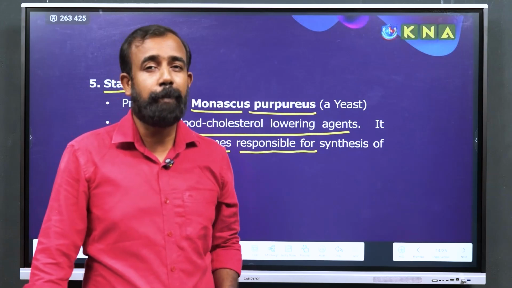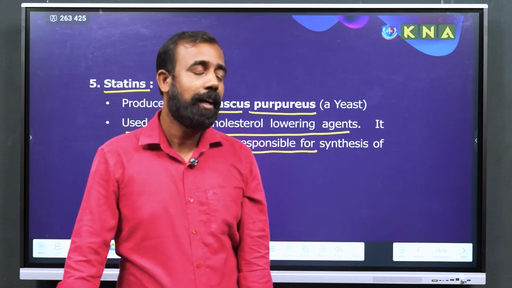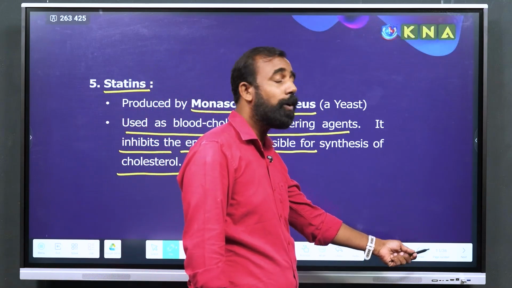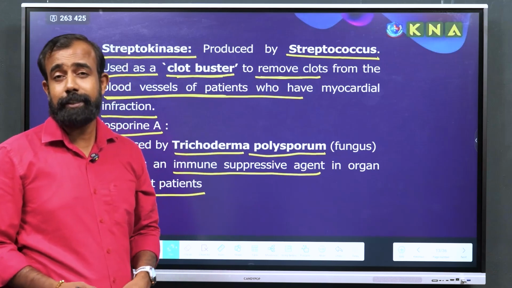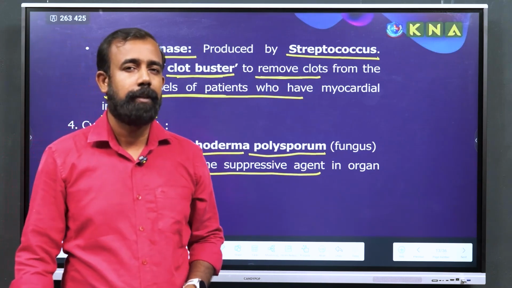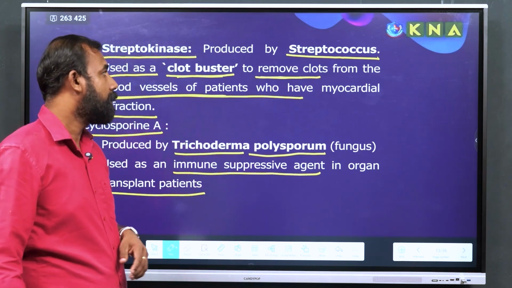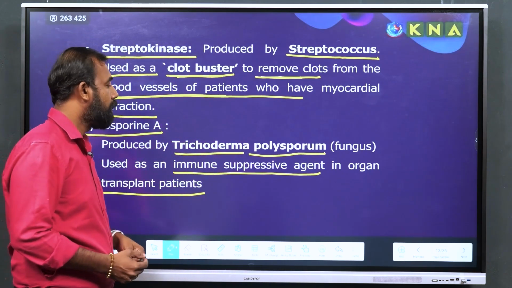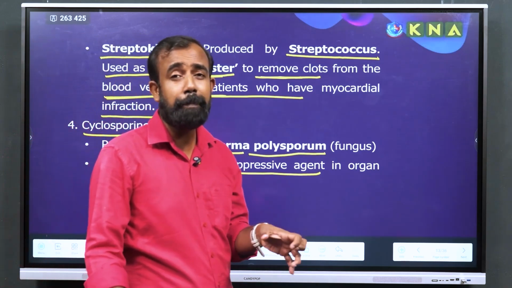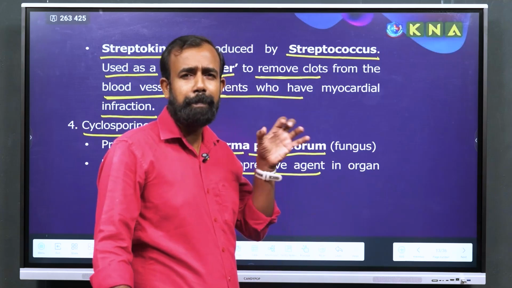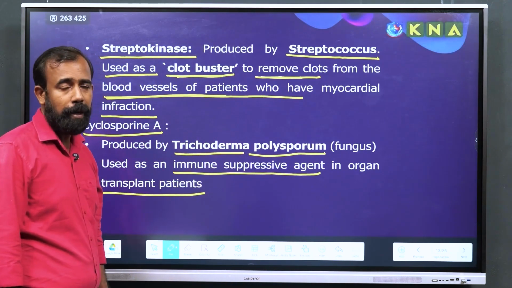Next, the two enzymes, proteases and pectinases, are used to clarify bottled juice. And there is another important enzyme called streptokinase. It is taken from the bacteria Streptococcus, and it is used as a clot buster to remove blood clots from the blood vessels. And next is cyclosporin A. It's very important. Cyclosporin is an immunosuppressive agent. It is produced by a fungus called Trichoderma polysporum.